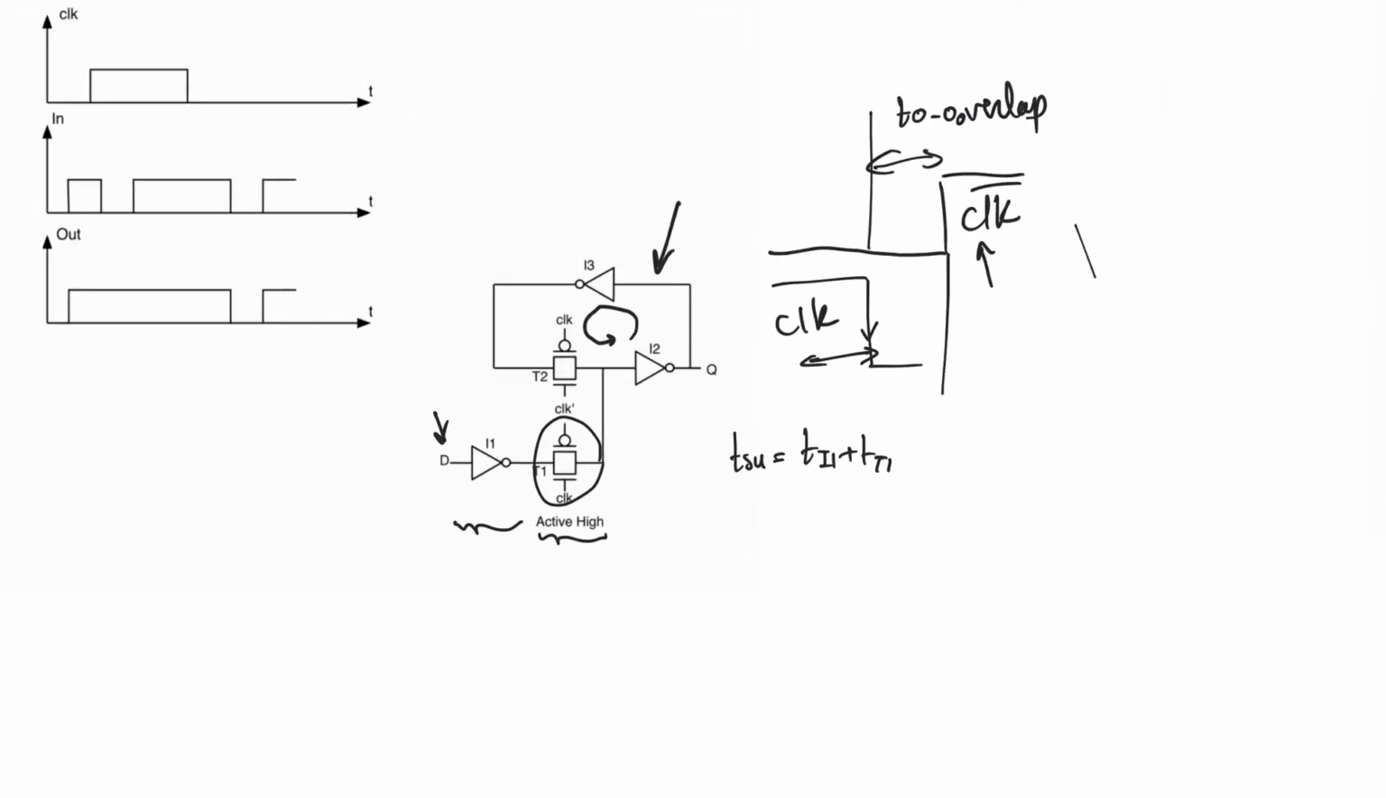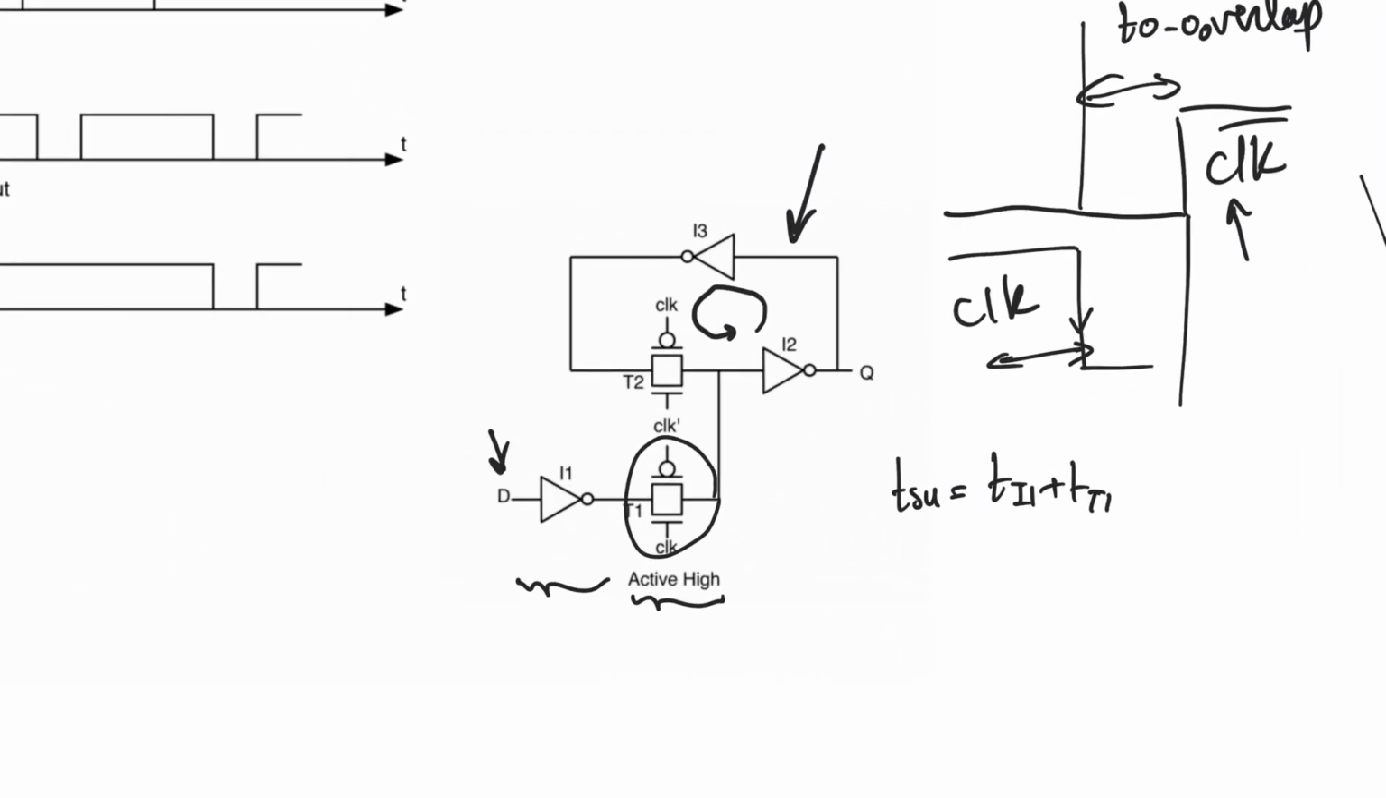And so if we go back to the latch schematic and look at the amount of time it takes between D changing and Q changing, then D will travel through I1, travel through T2, and travel through I2. And so if Q is taken here at the output of I2, then TDQ will be equal to TI1 plus T transmission gate 1 plus TI2.